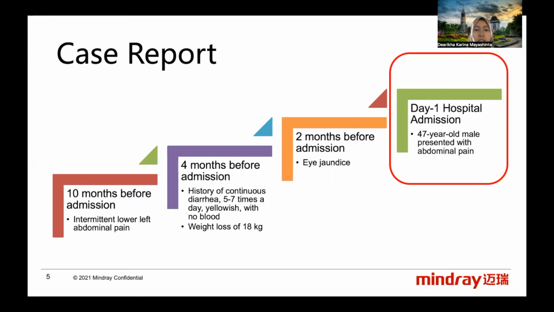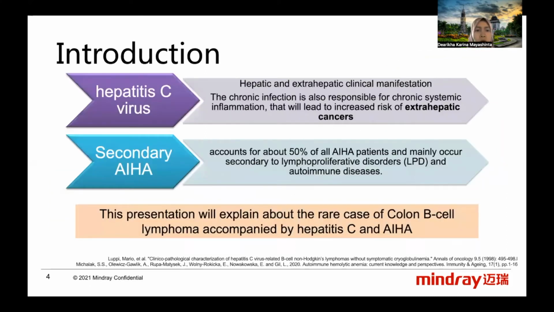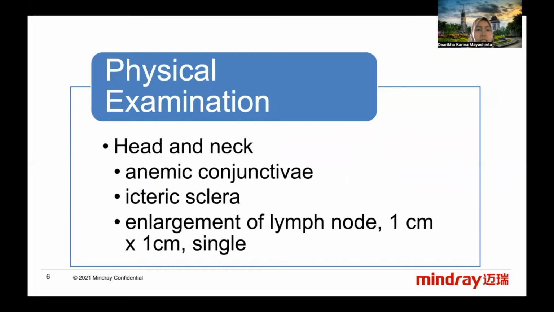He also experienced jaundice of the eyes since 2 months before admission. This patient also experienced weight loss in 4 months, almost 80 kilograms. From his head and neck physical examination, we found anemic conjunctiva, icteric sclera, and enlargement of a lymph node with a size of 1 centimeter by 1 centimeter, single nodule.